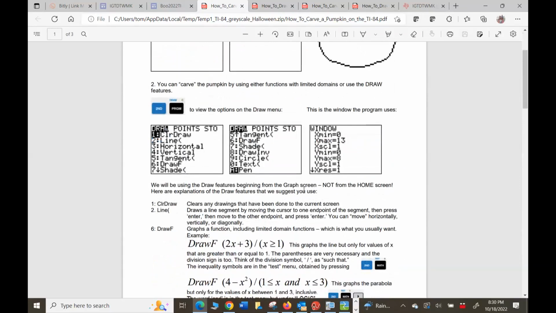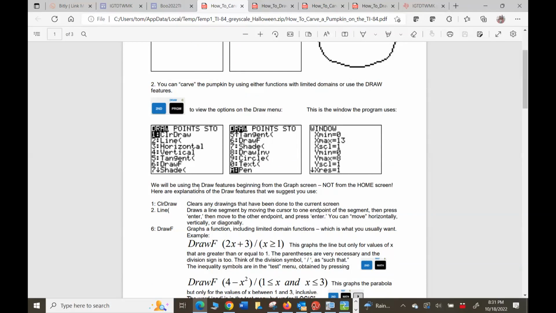Okay. So if you're not familiar with the draw features, you want to become familiar with them. If you press 2nd Program, you get to the draw menu, and the draw menu has these 11 different features that you can do: clear draw, line, horizontal, and so on. Again, I'm using this window. This is my square window on an 84 or an 84 CE.